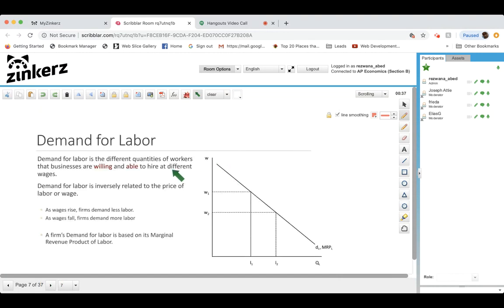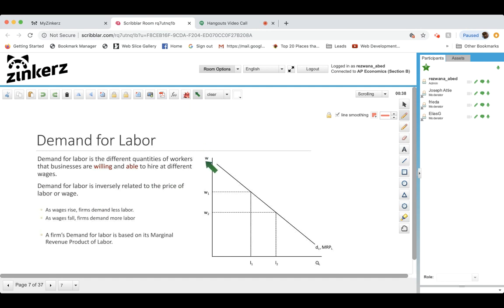Then let's talk a little bit about what we mean by demand for labor, and supply of labor, and what all those things mean. Demand for labor is basically the different quantities of workers that businesses are willing and able to hire at different wages. That is all we mean by there being a demand for labor. So what we see here is that the demand for labor is inversely related to the price of labor.